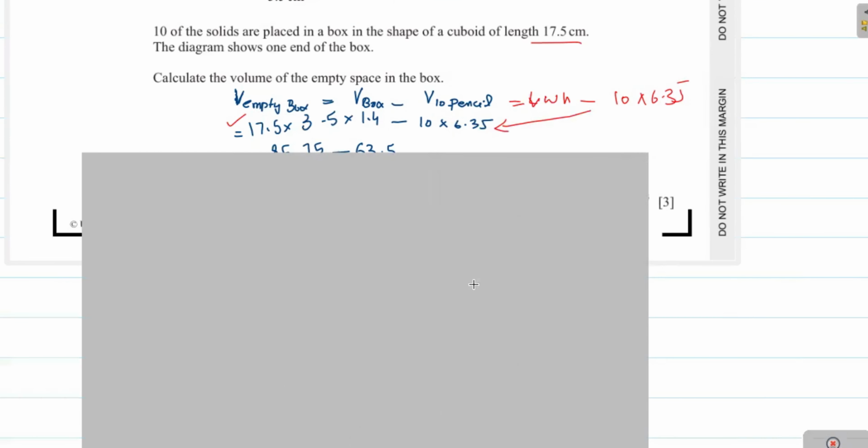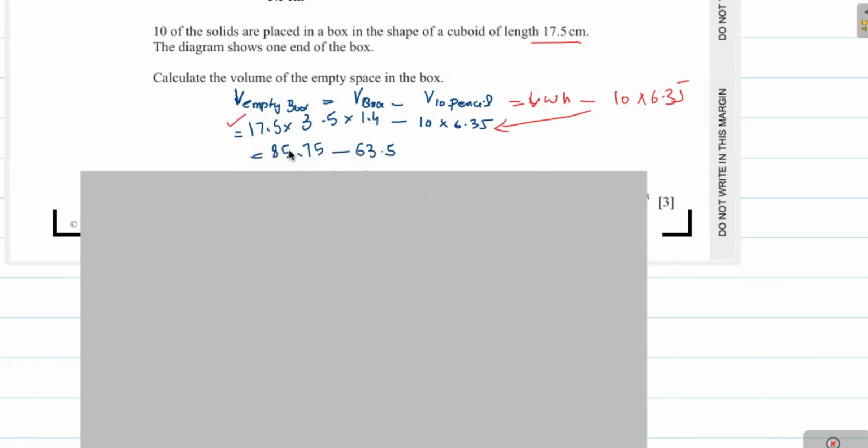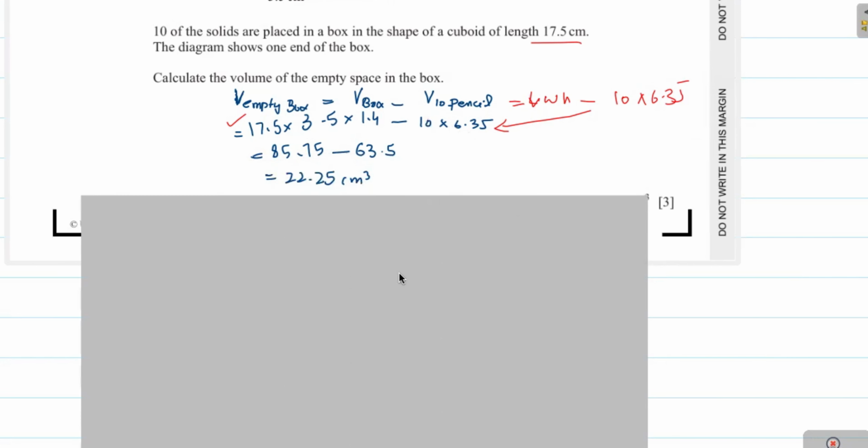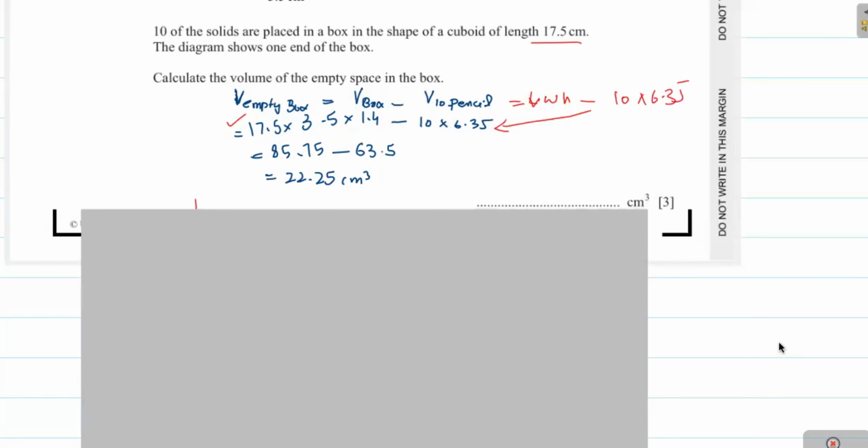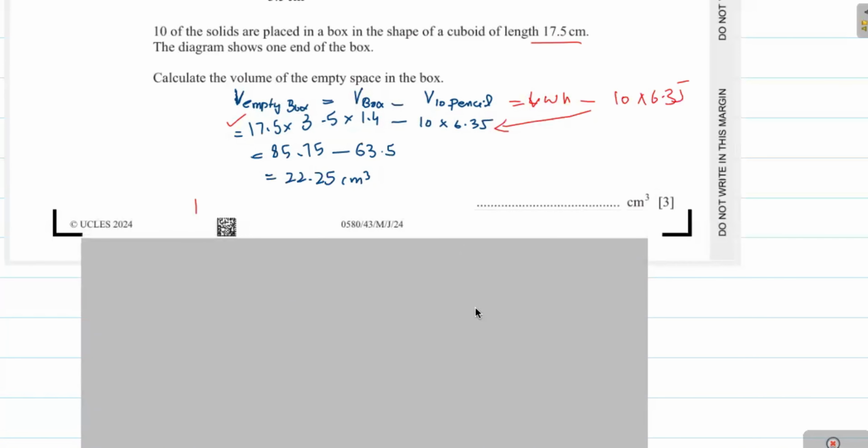Now we calculate the volume of the box. This becomes 85.75 minus 10 multiply 6.35, which is 63.5. Now we will subtract the values. We get 22.25 cubic centimeter. This is the empty space volume. This is the answer.